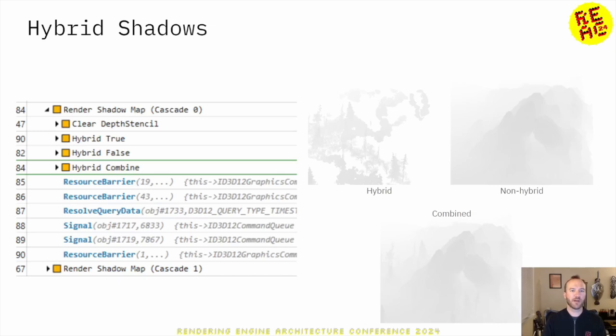After classifying objects, we raster both of the categories. First, we raster hybrid objects into one map, then we raster non-hybrid objects into a different map, and finally, both of these shadow maps are combined in a custom shader.